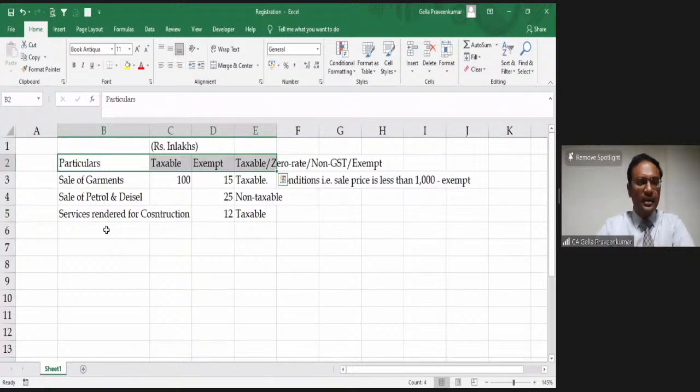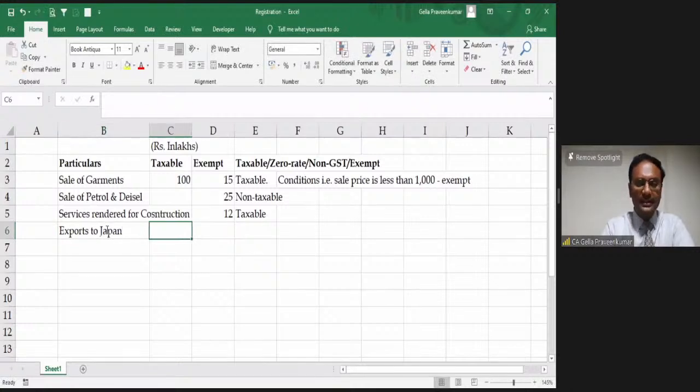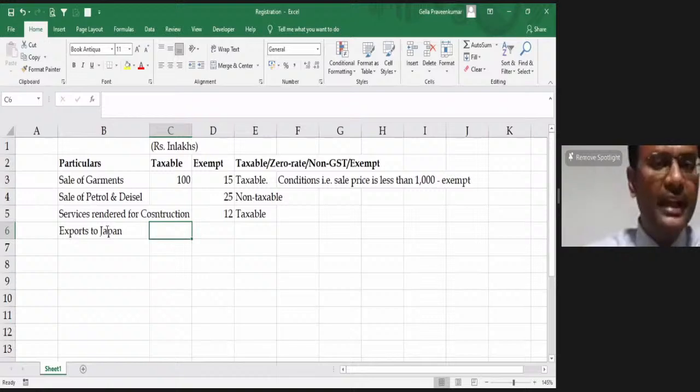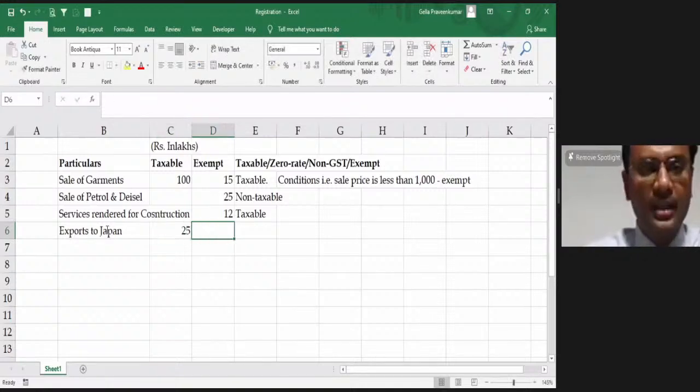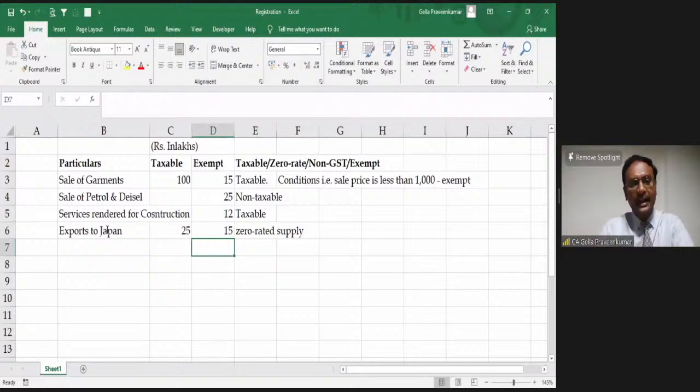Next, I have exports to, say, Japan. Any exports, assuming 25 lakhs I have exported as exempted and 15 lakhs worth exempted. Now, I call this a zero rated supply, because it is an export out of India. I call it, under section 16 of the IGST Act, my zero rated supply.